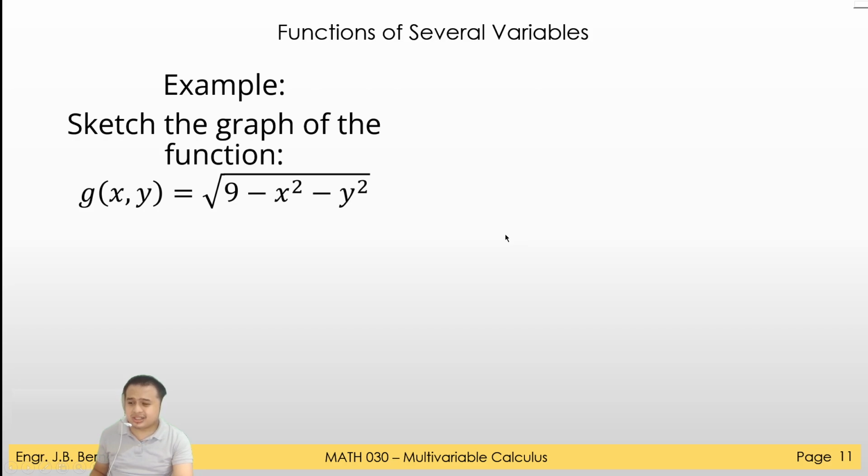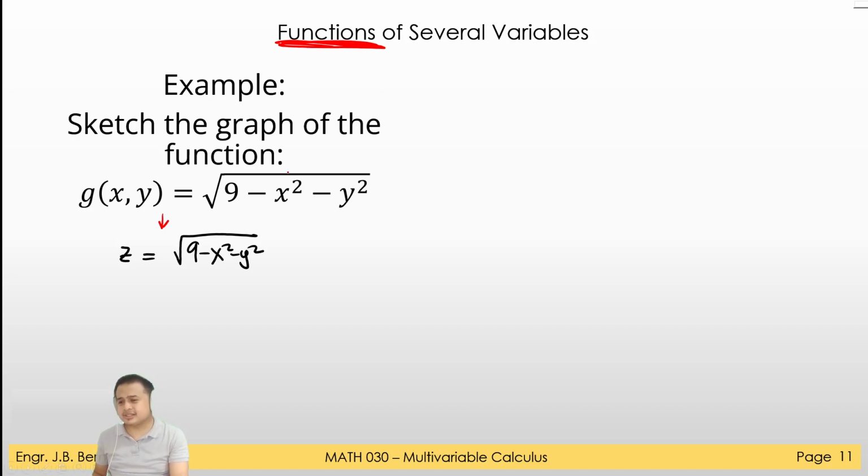Okay, so now let's graph another function. We have a nonlinear function, which is also our example before. Again, instead of g of xy, we can say that this is z equals the square root of 9 minus x squared minus y squared. If you remember in your calculus class, we only take the positive square root for functions. So take note that z should be positive, or greater than or equal to 0.